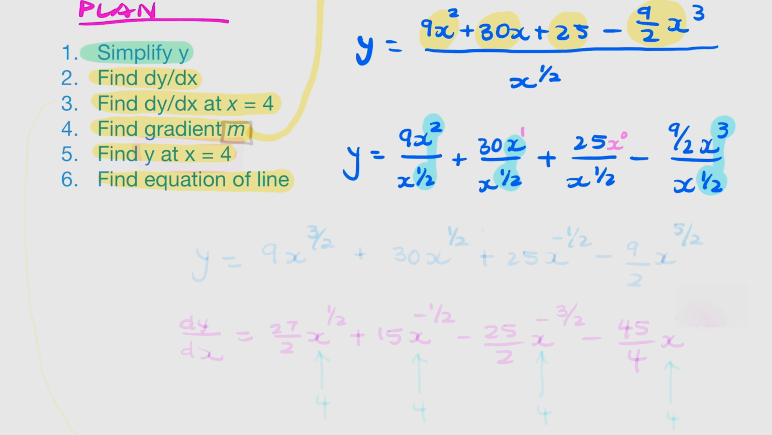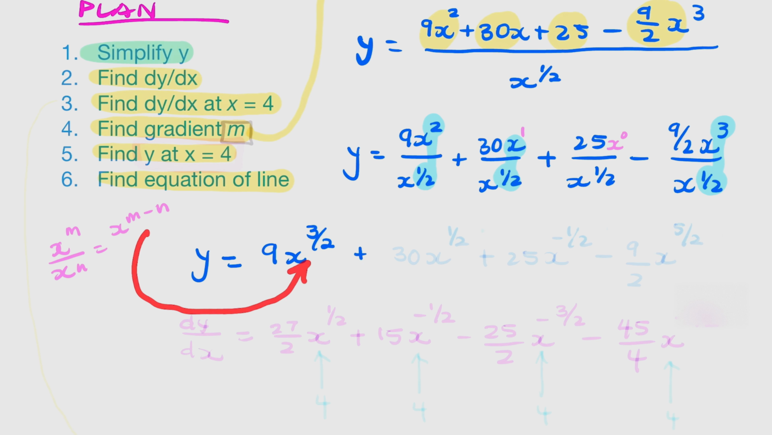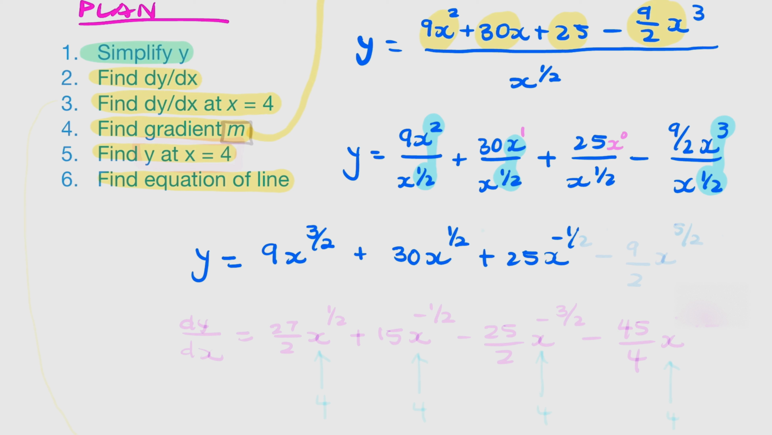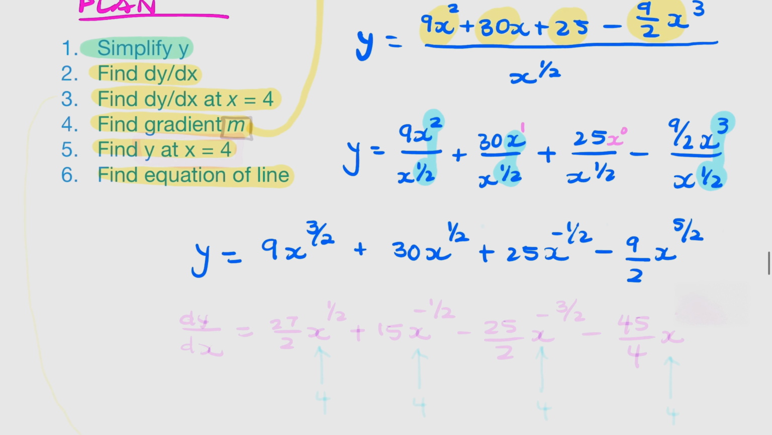So now we can write y as 9x to the power 3 over 2. So I subtracted 2 minus 1 over 2, plus 30x to the power 1/2 plus 25x to the minus 1/2 minus 9 over 2x to the power 5 over 2. So that's y. What we now want to do is to find dy by dx.